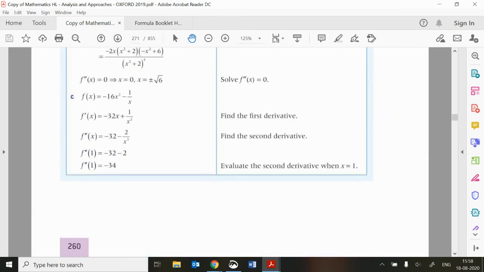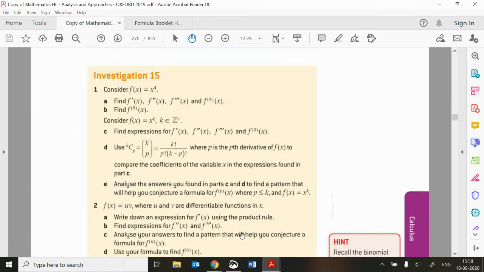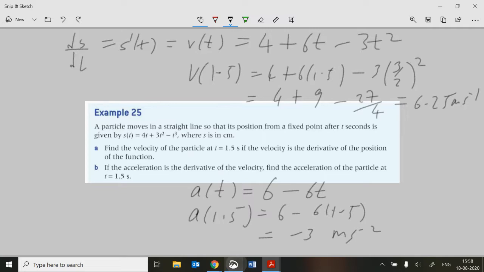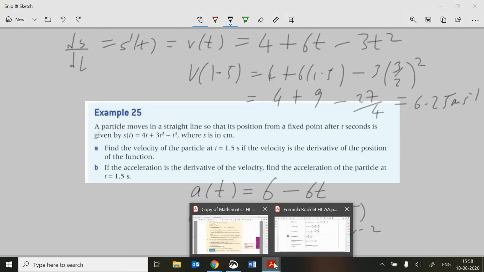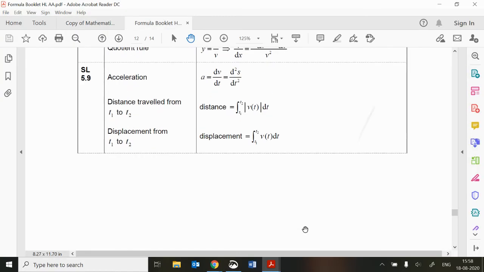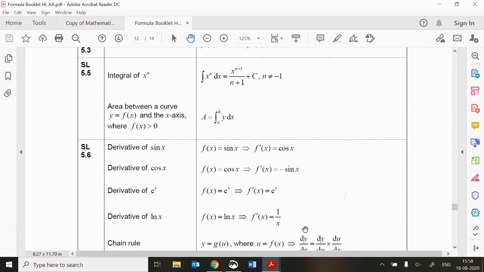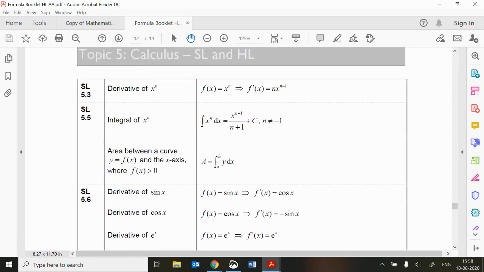Now, this investigation leads you to Leibniz's formula here. But that's not given in the formula booklet. There's no Leibniz's formula there. And so you wouldn't be expected to use this or expected to know it. But they might build you up in the questions in order for you to get to that point.